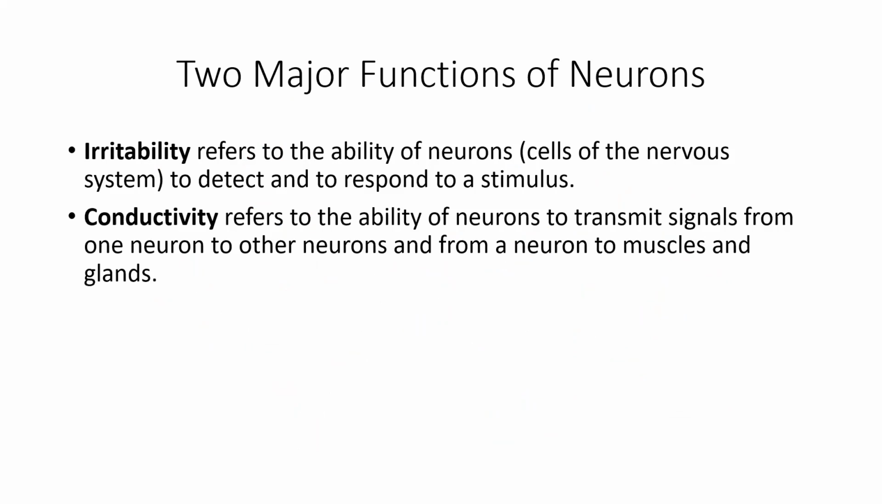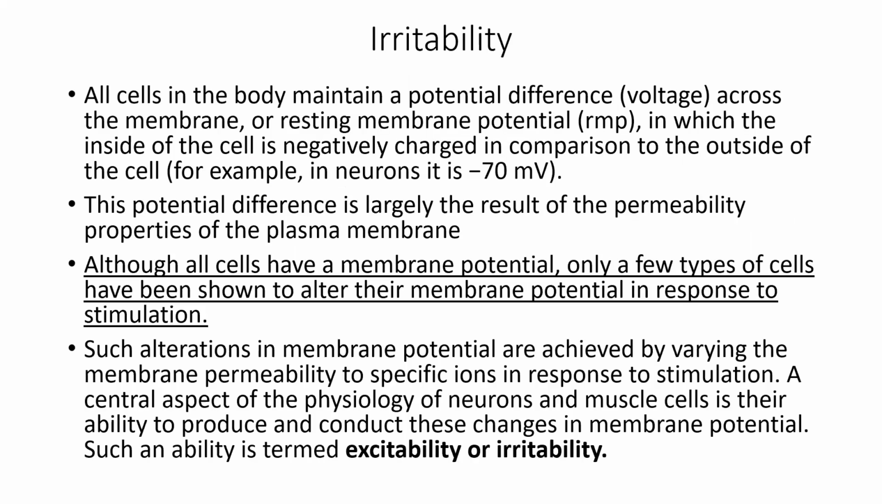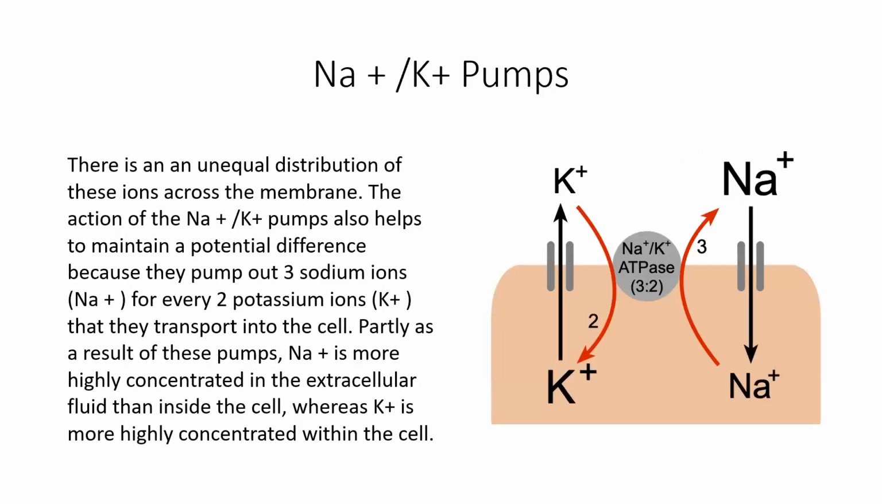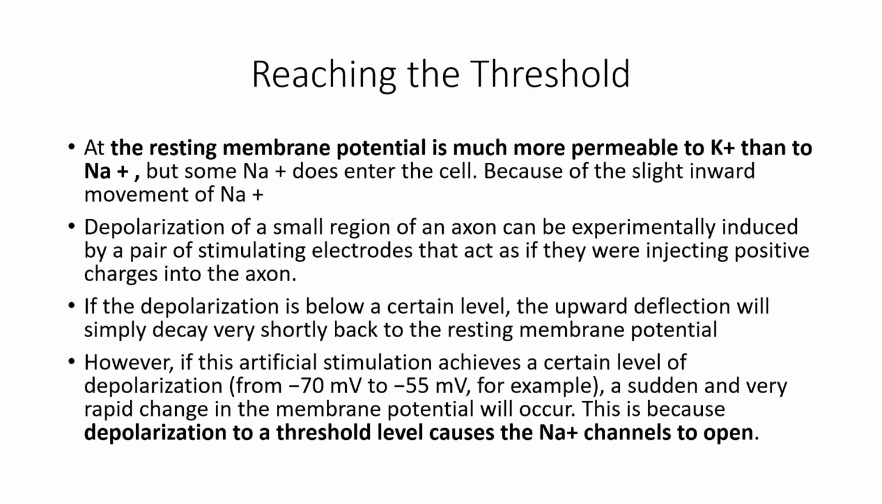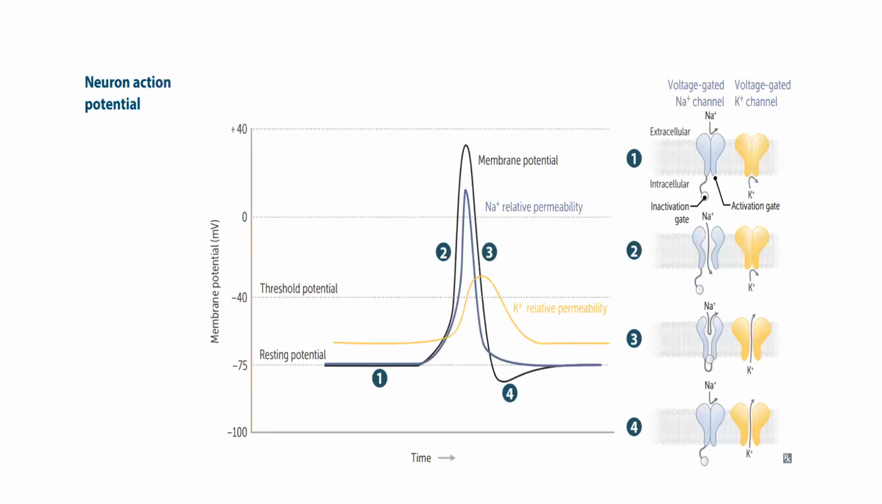So first we generate an impulse and then we conduct it specifically to other neurons or other parts of the body. So what is irritability? Irritability is sometimes called excitability as well. But before we actually discuss irritability, I want to show you this whole action potential thing and remind you that during rest, we have what is called the resting membrane potential.